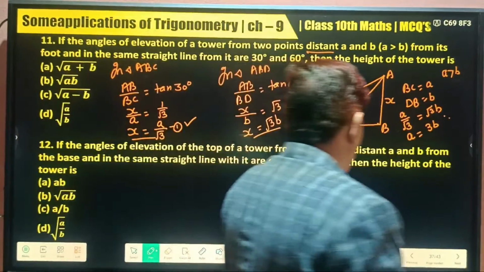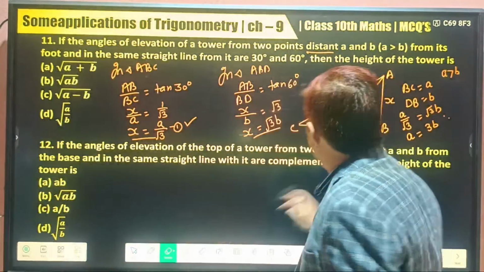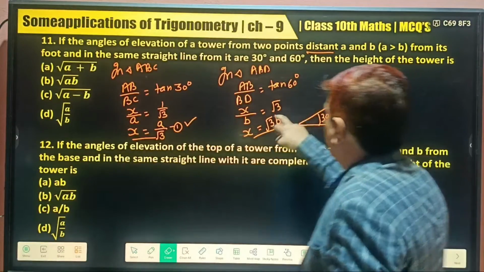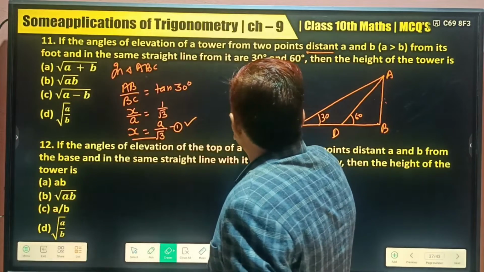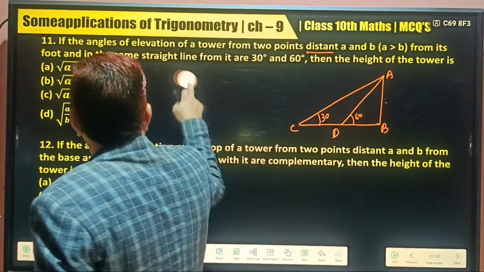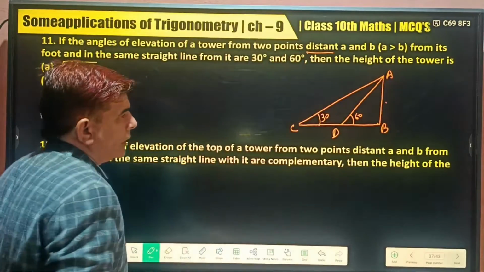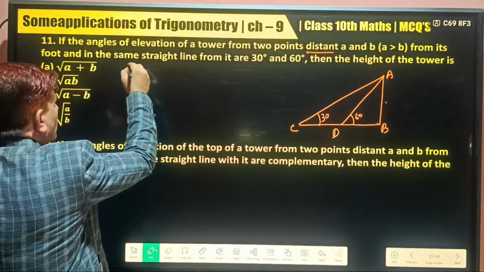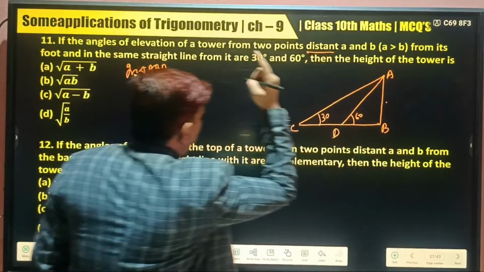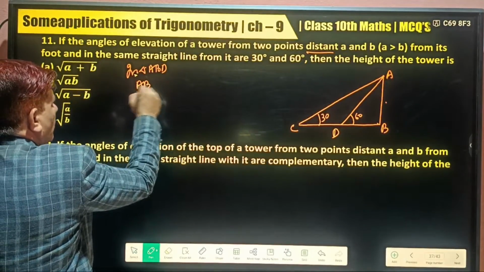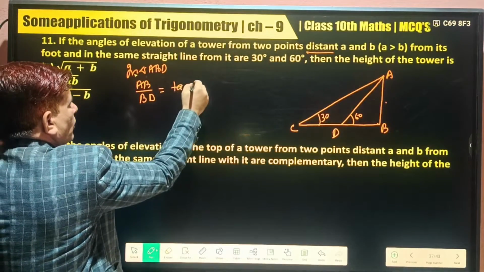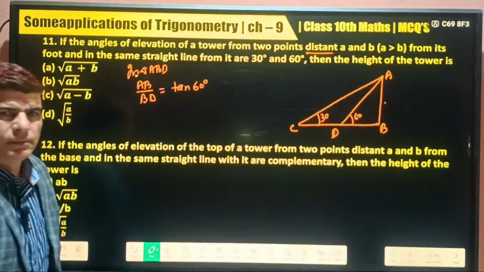So we can find out, but what do we need? We need the values of A and B. So we apply another method here. Look one time, like this. In triangle ABD, AB by BD is equal to tangent 60.